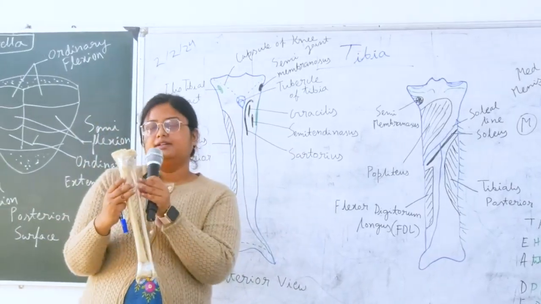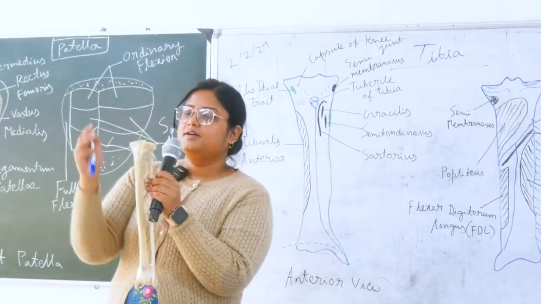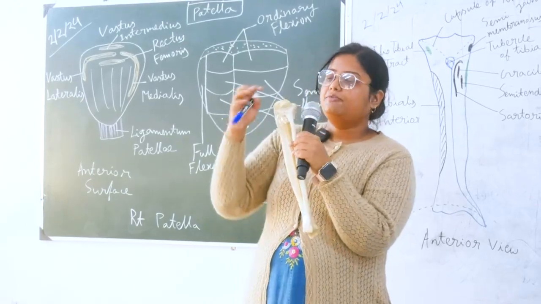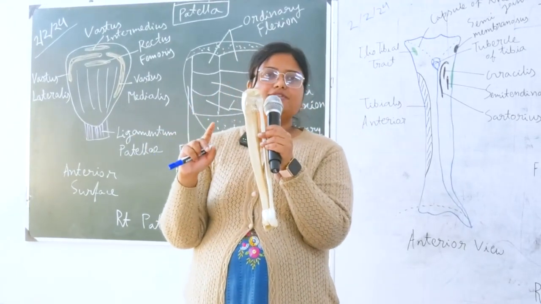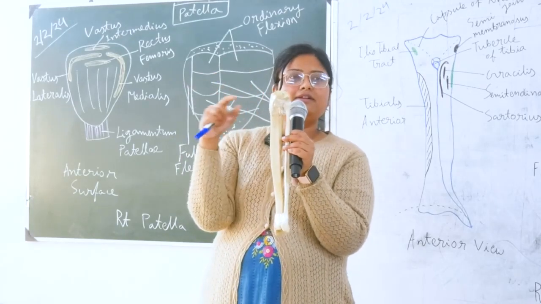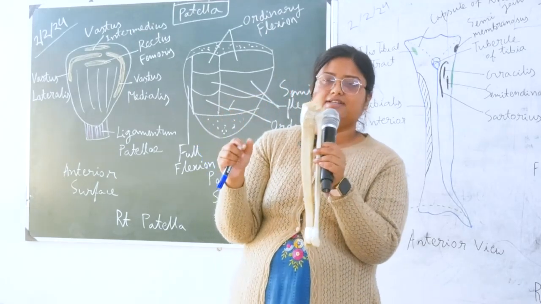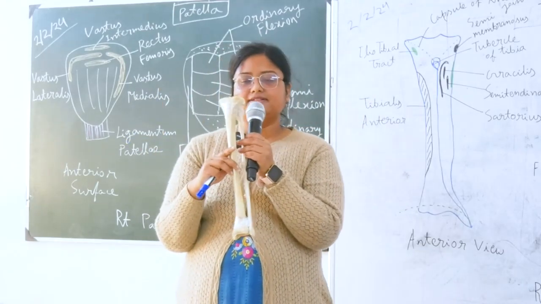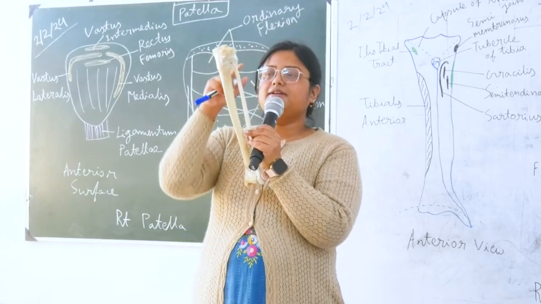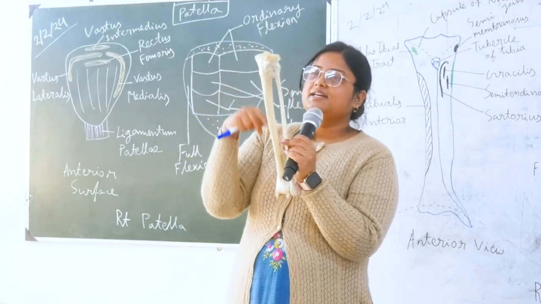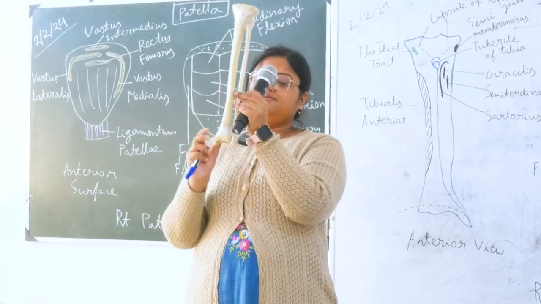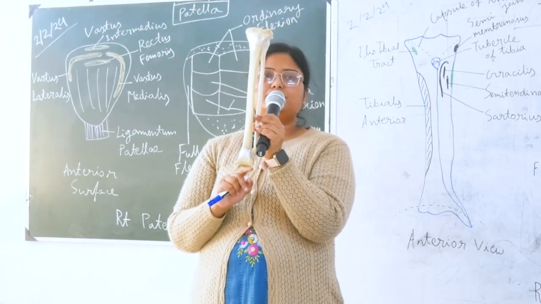And posteriorly there is a facet for articulation with the fibula, forming the superior tibiofibular joint, which is a plane type of synovial joint. Two flat surfaces articulate with each other, forming a synovial joint. So three tibiofibular joints are present. The superior tibiofibular joint is a plane synovial joint. The intermediate tibiofibular joint is formed by the interosseous membrane connecting the two bones, tibia and fibula, and that is a fibrous joint. And the inferior tibiofibular joint is also a fibrous joint.